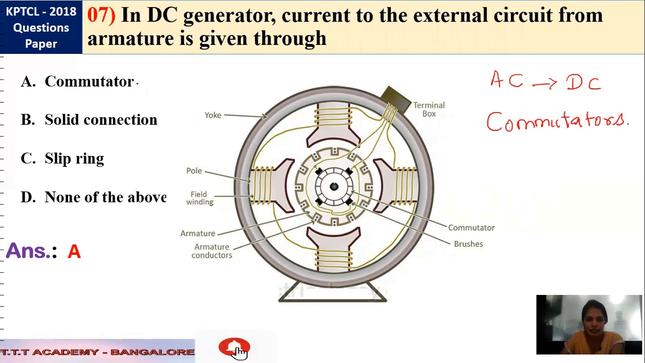So in this case, commutators are the devices from which the current is taken to the external circuit.